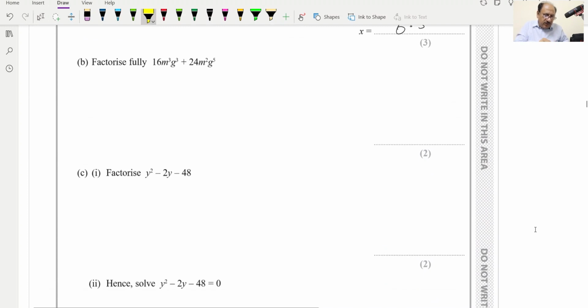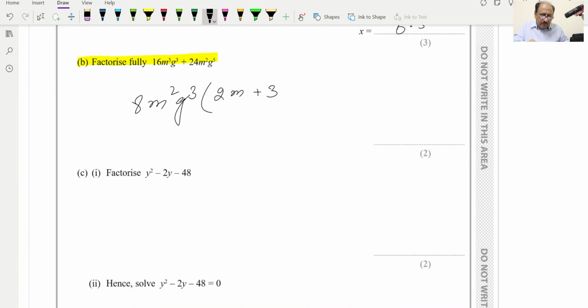Now factorize fully. We have to take the maximum common factor from this given expression, and we can take 8 common, and m squared also we can take common, and g raised to the power 3 we can take common. So inside, the remaining will be 2m, and g is gone, plus 8 threes are 24, and m squared is gone, so g raised to the power 2. So this will be our final answer, 8m squared g cubed times 2m plus 3g squared.